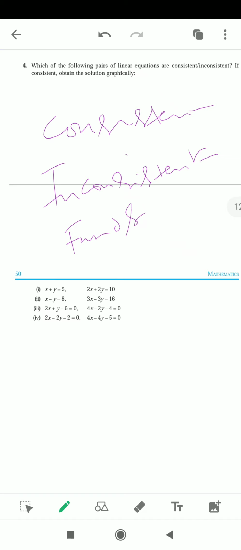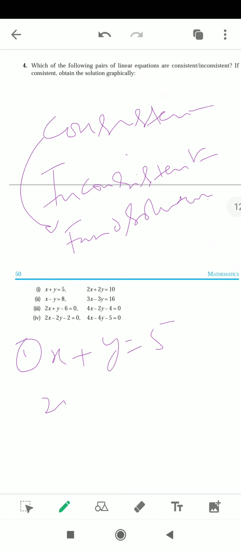If this is there, you find the solution, it is asking, right? Now what is the first one? Problem 1 is x plus y is equal to 5, 2x plus 2y is equal to 10.